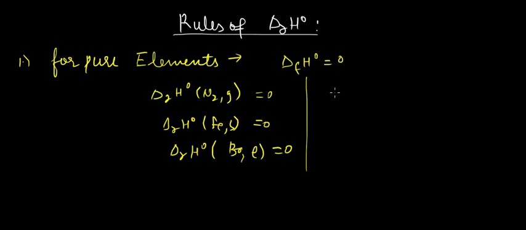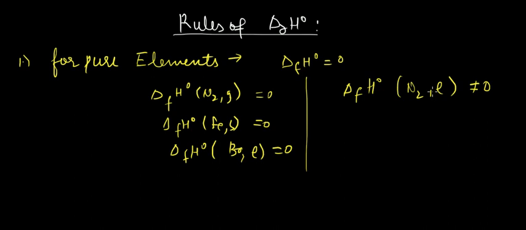But on the other side, we can write that delta F H naught, the enthalpy of formation, for N2(l) would not be 0, because at standard state nitrogen is found as a gaseous molecule, a gaseous element or molecule.